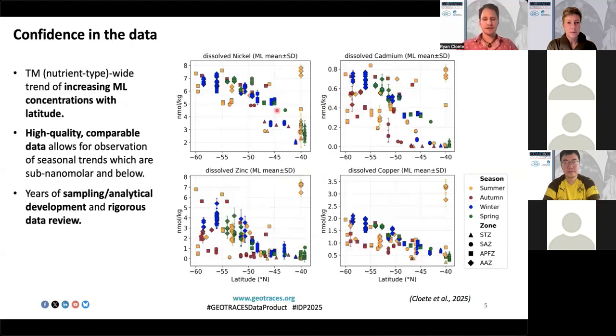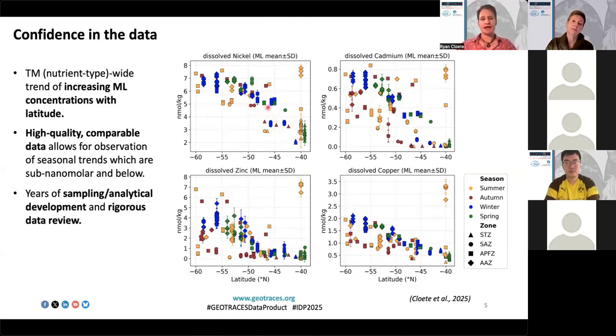So looking at this data with latitude now, I'm showing the 4 different metals. Again, the colors are the seasons and the shapes are the frontal zones. And the common trend through all of these elements is we see that these mixed layer concentrations are increasing as we move south, as we would expect in the Southern Ocean, with the upwelling of this nutrient-rich circumpolar deep waters to the surface.